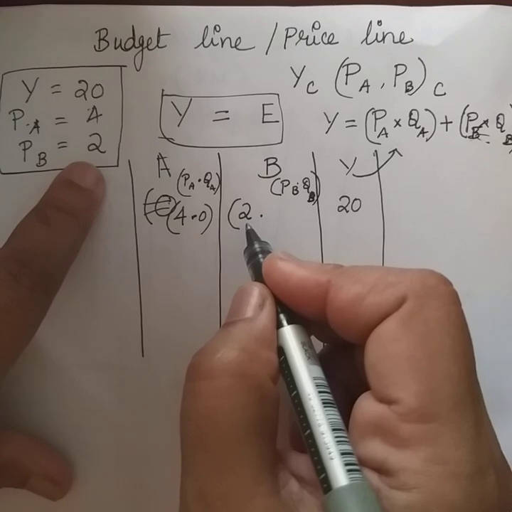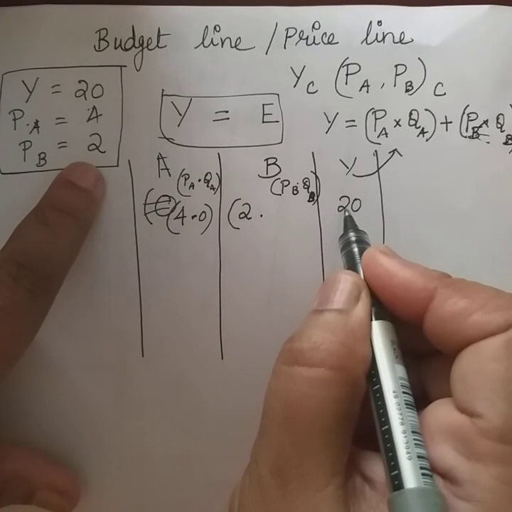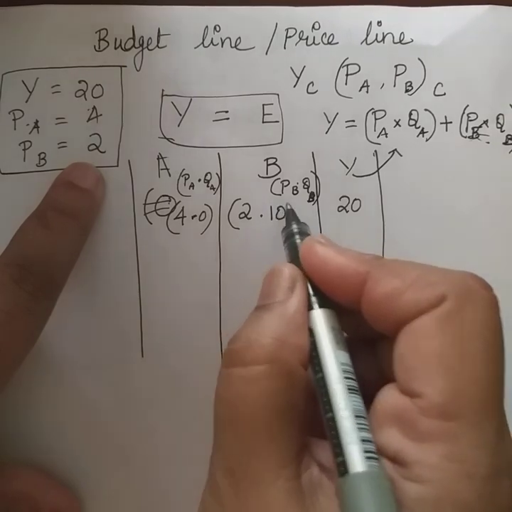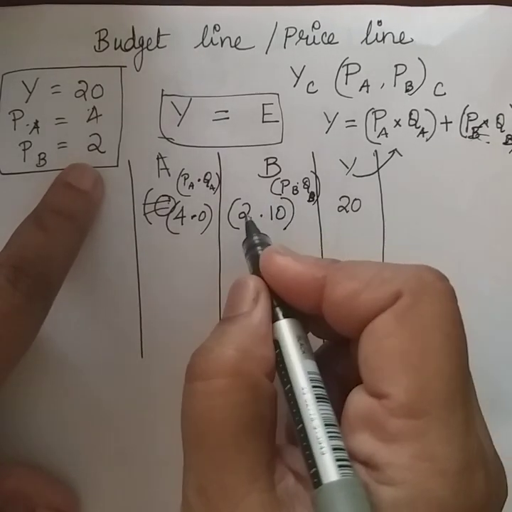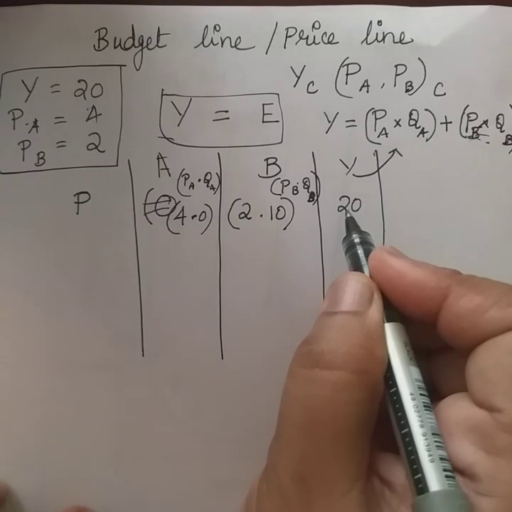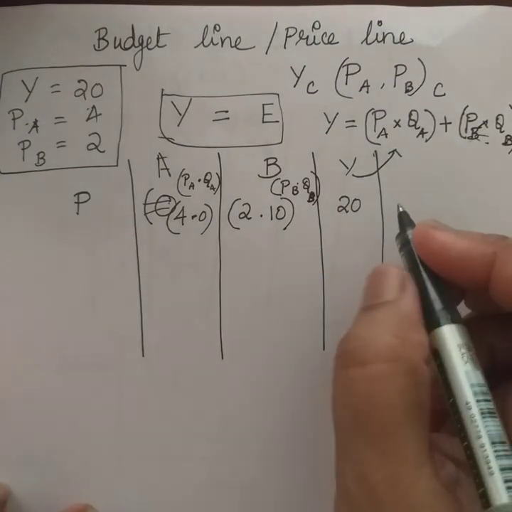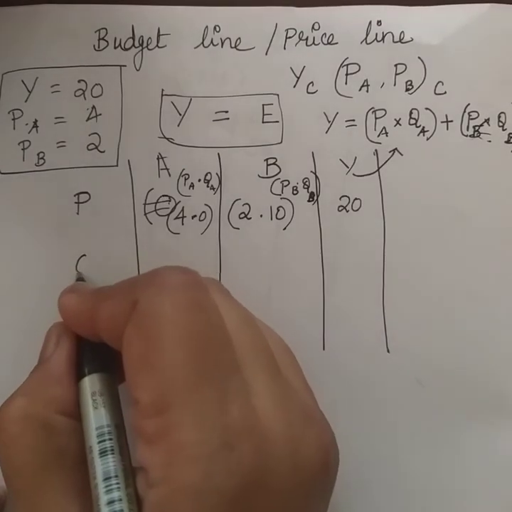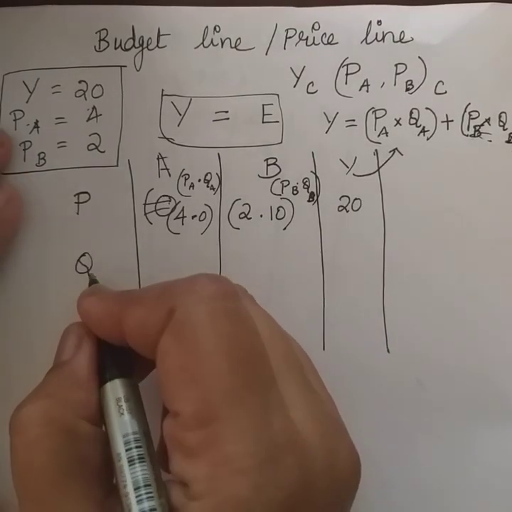The price is 2 over there, and the income that is given is 20. So that means 10 units the person will be able to buy. So 2 into 10, entire income 20 is spent. Fine. Now let's move on to the next combination.